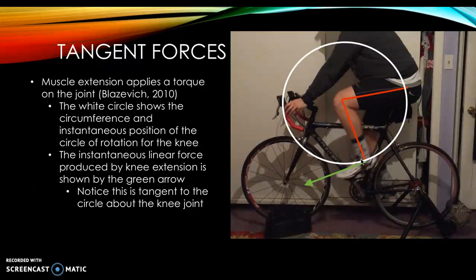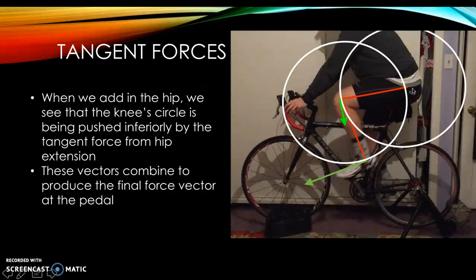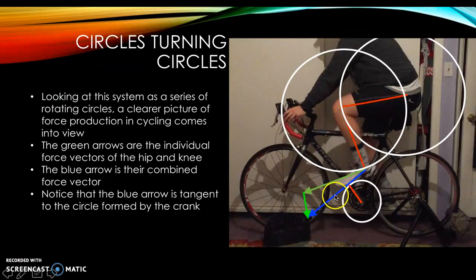Now if we look a little further and remember that the hip activates to extend as well, we see that that has a similar lever action and its own force vector, which is slightly downward, following the tangent line of that radius. If we combine those vectors, we see that the output force of those combined vectors is tangent to the circle drawn by the pedal.